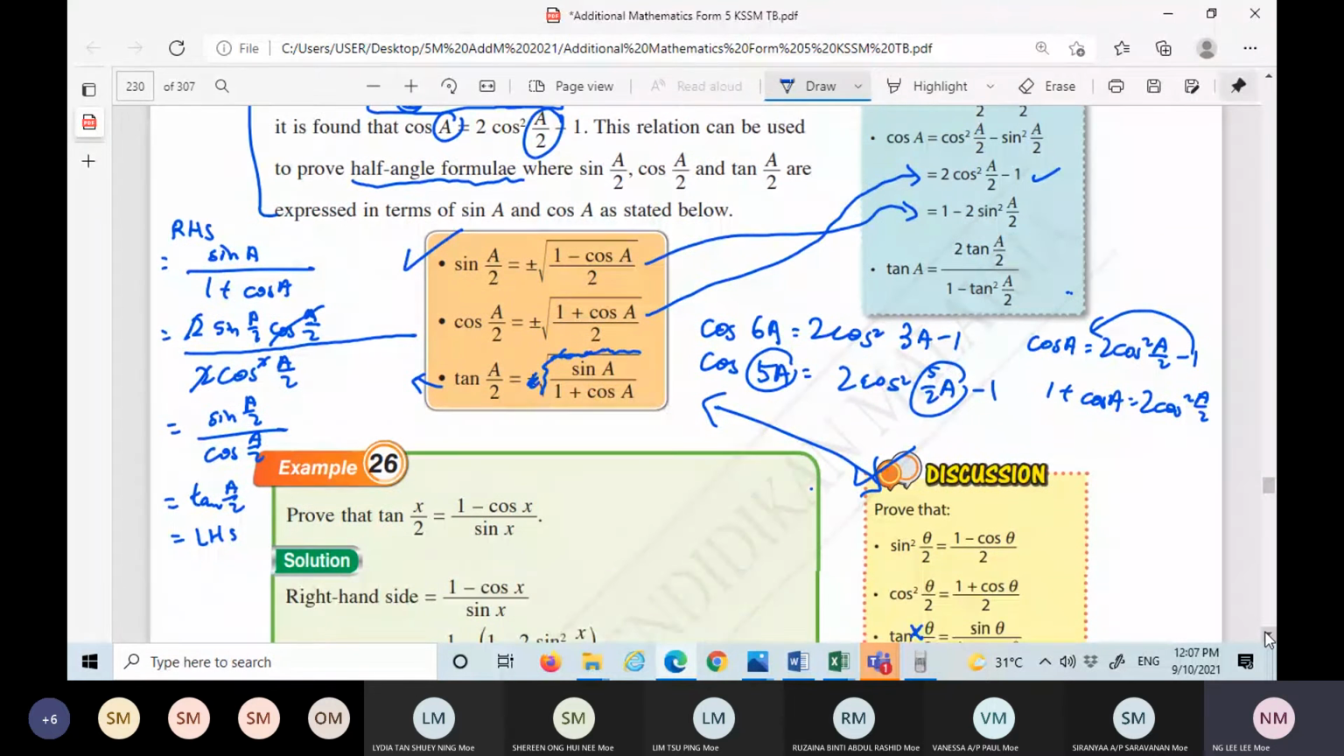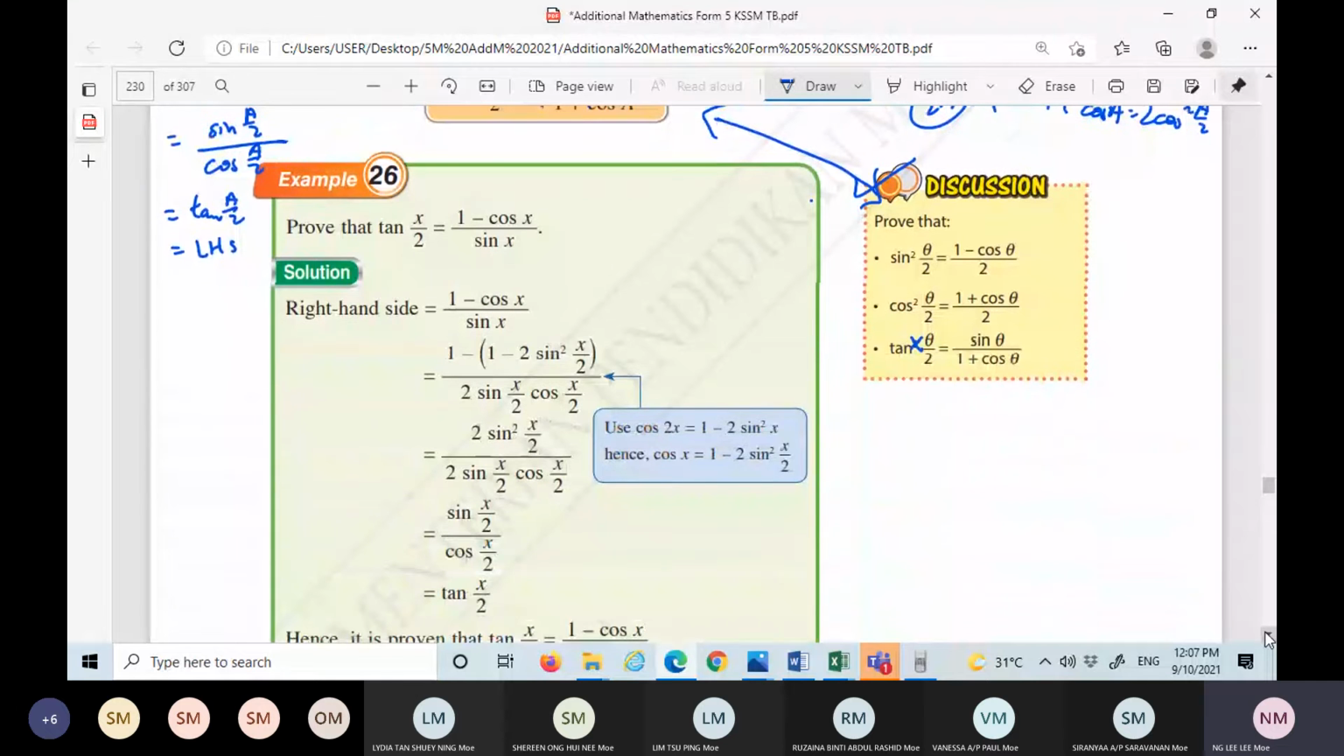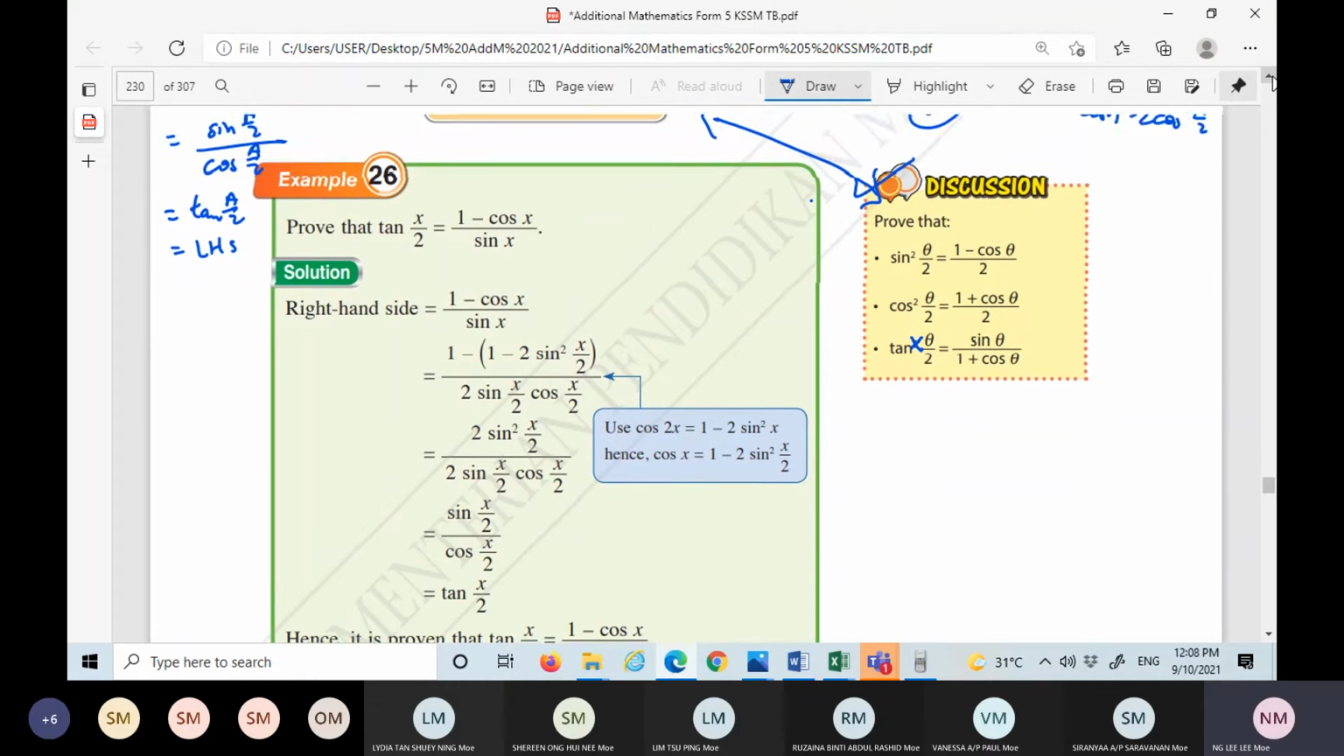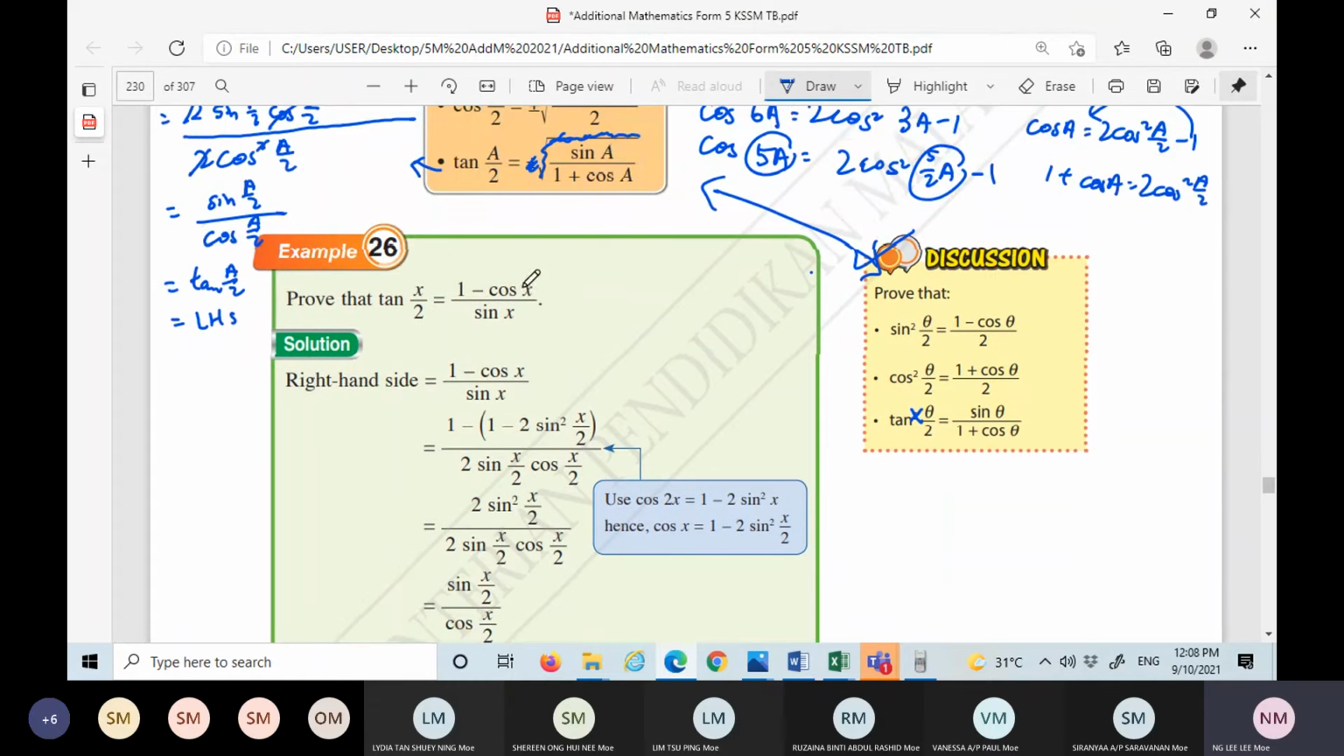Okay, we have done with all the formula. When they ask you to prove, you can do like what I taught you just now. Now we see how we make use of all these half angle formulas to solve the trigo problem. Example 26 is a proof. This question is quite similar to what I did just now.